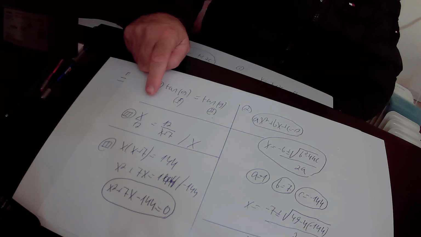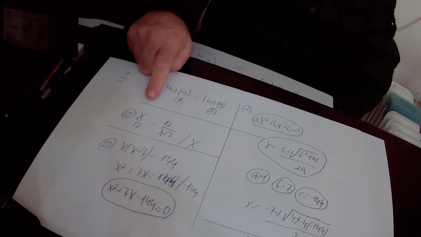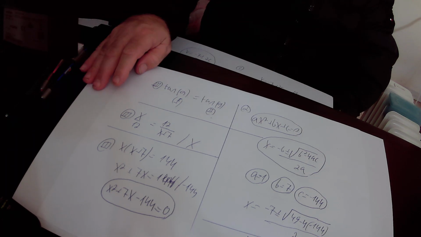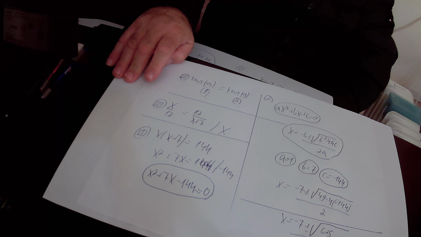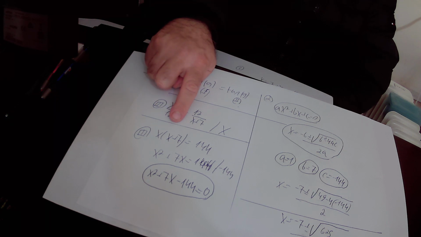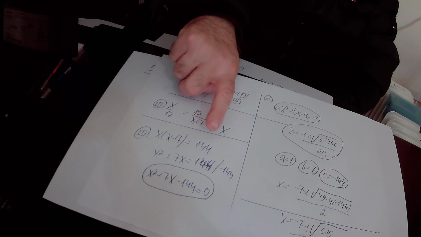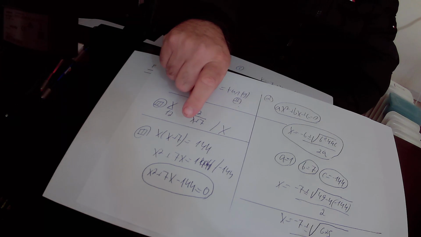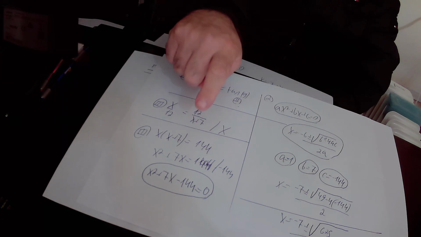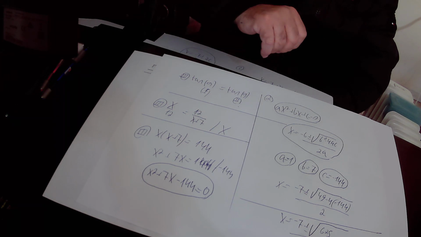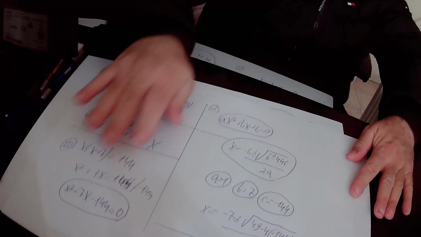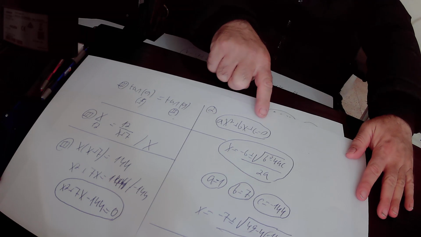Here we cross multiply and find that x times x plus 7 equals 12 times 12, that is 144. We open the brackets: x times x plus 7 is x squared plus 7x equals 144. We subtract 144 from the equation, and finally we find that x squared plus 7x minus 144 equals 0. This is a quadratic equation, and the general form of a quadratic equation is ax squared plus bx plus c equals 0.